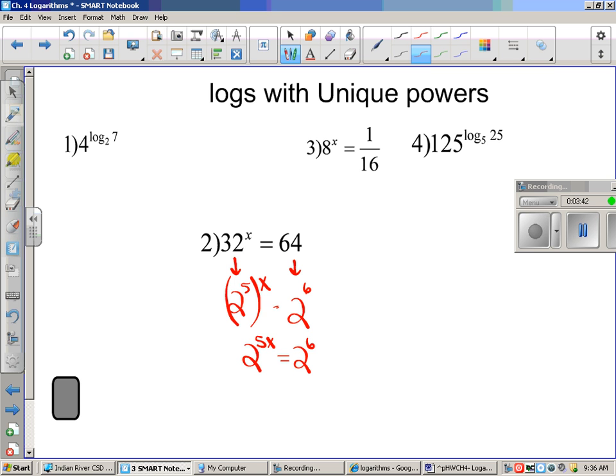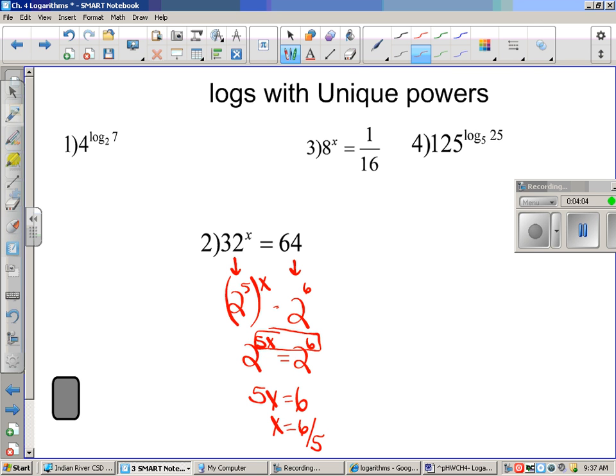And so now I see that they're the same base. How do you suppose I can handle that question? How could we solve for x? Well, if I want these exponents to be the same, because that's what we're doing, then what I want to do is say, okay, then 5x equals 6, so then x must be 6 divided by 5. And that is the answer that I'm looking for.